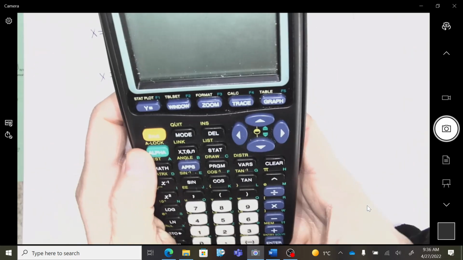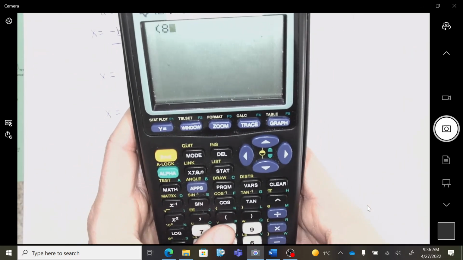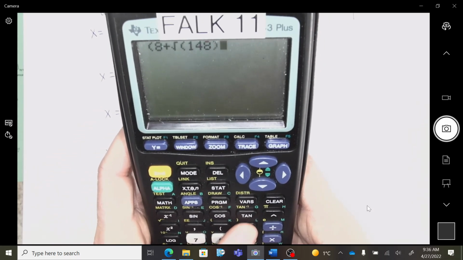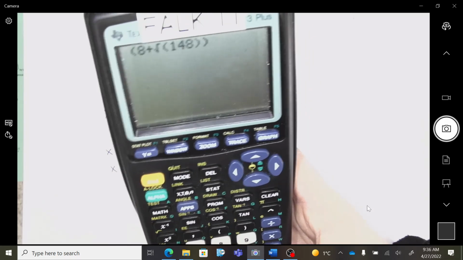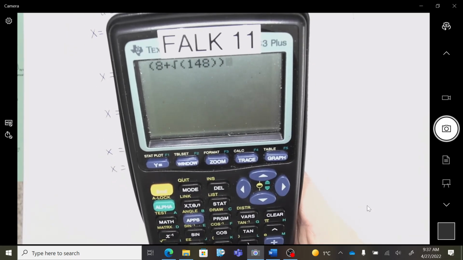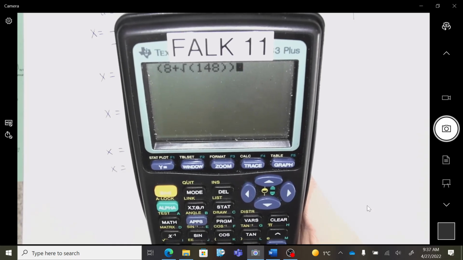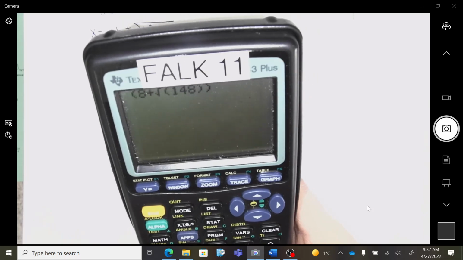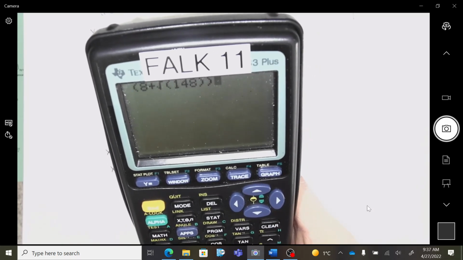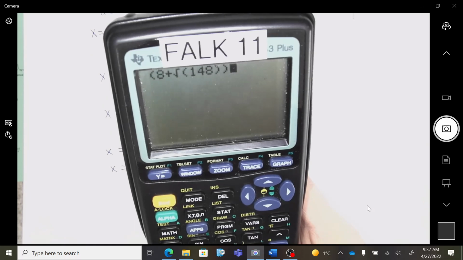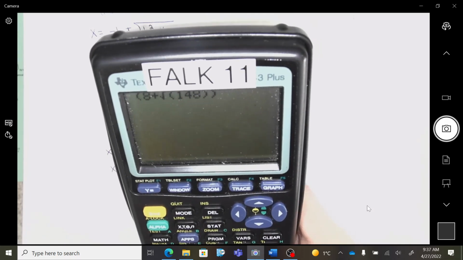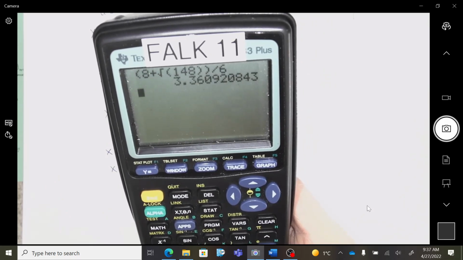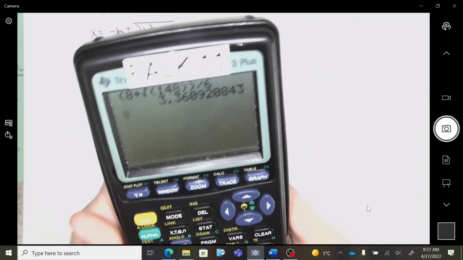Because our calculator does some extra brackets, I think. Ready? 8 plus the square root of 148. We're going to have to do 2 brackets there because your calculator does a bracket on the square root. So you're going to have to go 2 brackets to close the square root and to close the top. Okay, are we good with how to type that? Double bracket on that, divide by 6. 3.36.